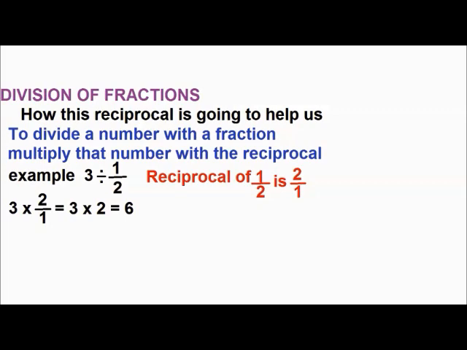Now 3 divided by 1 by 2 means we have to find the reciprocal of 1 by 2. That is 2 by 1. So 3 into 2 by 1. Now 3 divided by 1 by 2 is equal to 3 into 2 by 1. That is 3 into 2, that is 6.